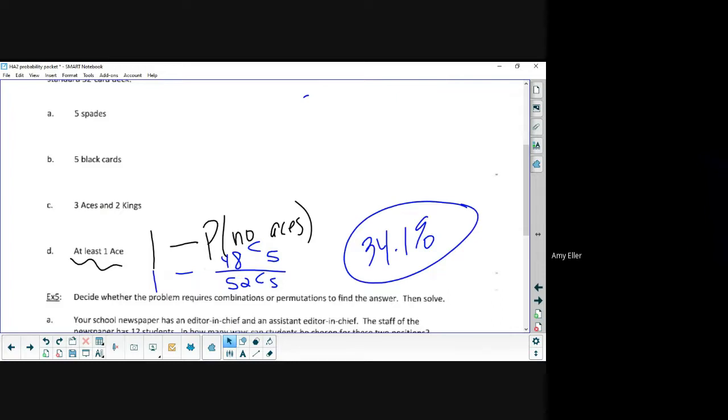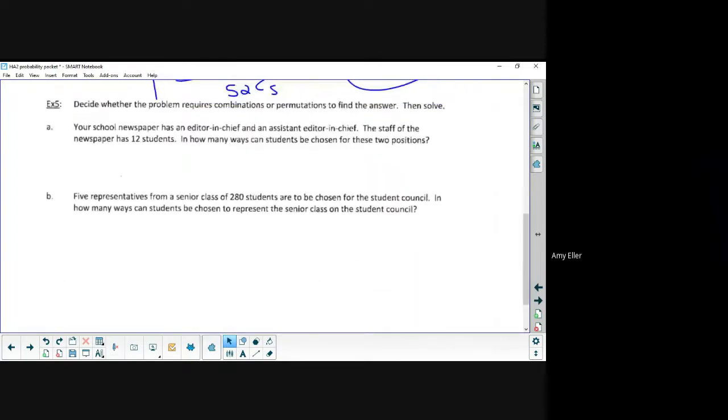Any questions on 4? On 5, I'm going to let you try on your own. It says decide whether the problem requires a combination or permutation. Then find the answer. In which one does order matter, combination or permutation? Order matters in permutations. Go ahead, figure out which it is, and then it's a pretty quick problem to finish.